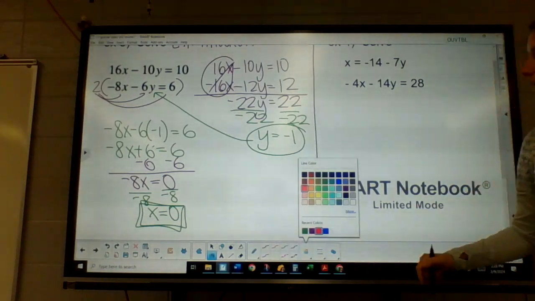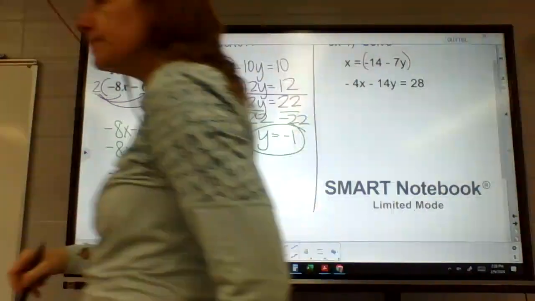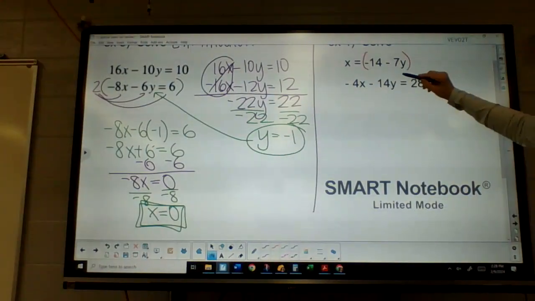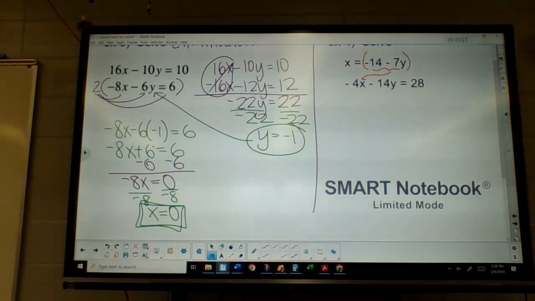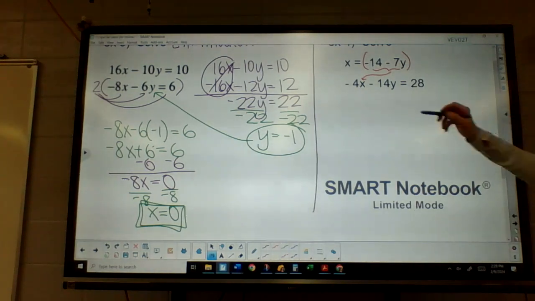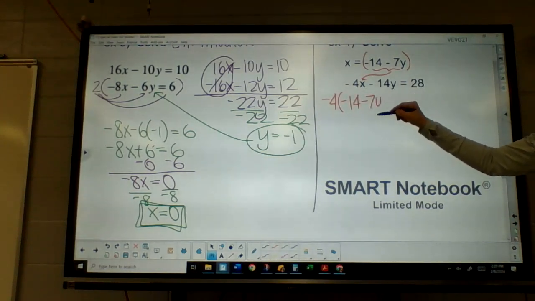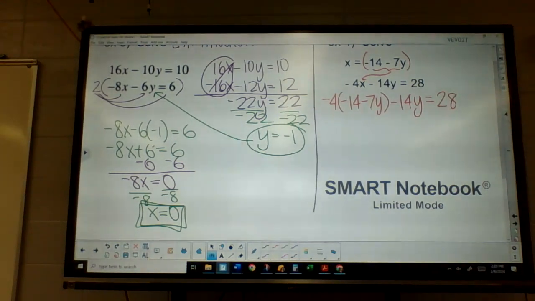All right, so our next one here. This one I think is set up nicely for substitution. The x is already alone. We go to set up that for the x. So this has to go in place of x. So that's going to replace our x. So careful, we're replacing a different variable. So I'm putting this in. So take a minute to make sure you're okay with that. So we replace the x with that negative 14 minus 7y.